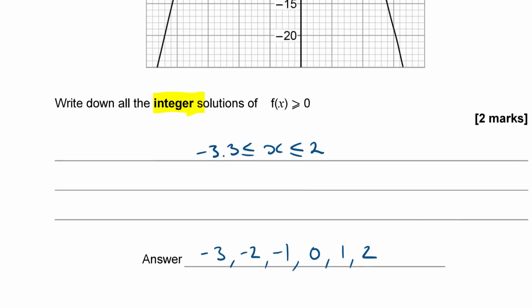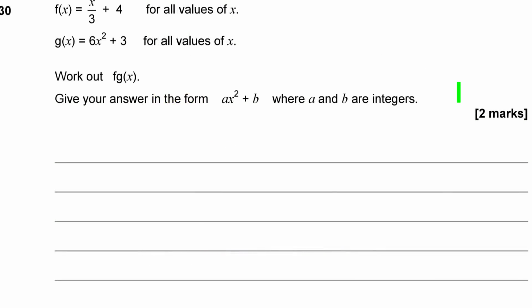Okay, so there we go. I was going into much more detail than I needed to be before because I didn't read the question carefully. So there's a tip for all of you. Read the question carefully. Okay, question 30. The paper's finishing with some function notation. I've got f of x is equal to x over 3 plus 4, and g of x is given as 6x squared plus 3, and we need to work out fg of x.